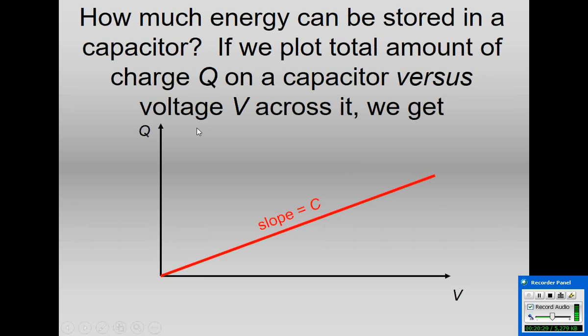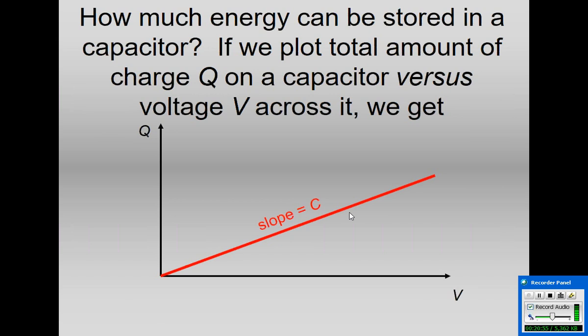We can look at a plot of charge versus voltage, and you might wonder why, but let's hold off. If we look at a plot of charge versus voltage, as voltage goes up, charge goes up, or as charge goes up, voltage goes up. And in this plot, with charge on the vertical axis and voltage on the horizontal axis, the slope is C.